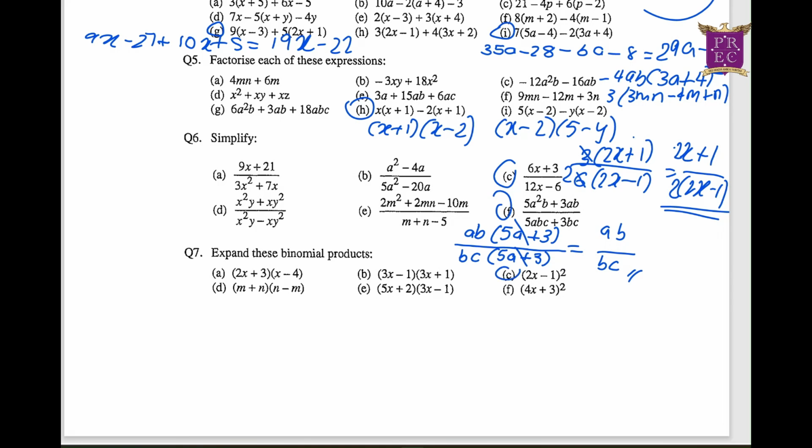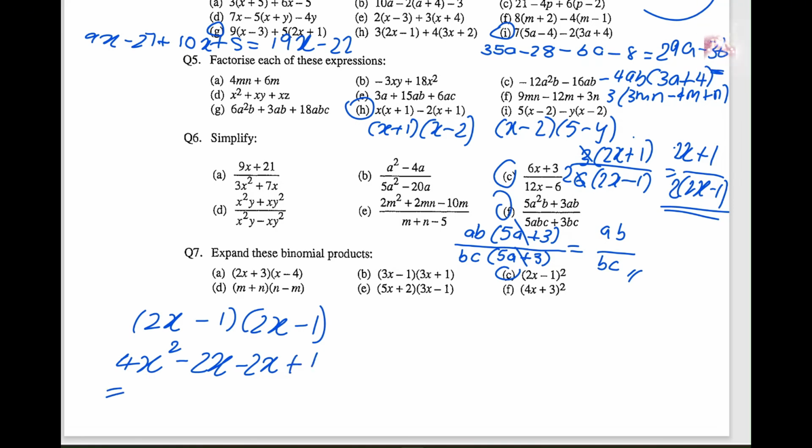Alright, let's do C and F. So C, we just need to expand the binomial product. So 2x minus 1, 2x minus 1. So 2x times 2x gives us 4x squared. And 2x times negative 1 gives us negative 2x. Oh, that should be 4x. Yep, and then negative 1 times 2x gives us negative 2x. Negative 1 times negative 1 gives us plus 1. Now collect the like terms, 4x squared minus 4x plus 1.